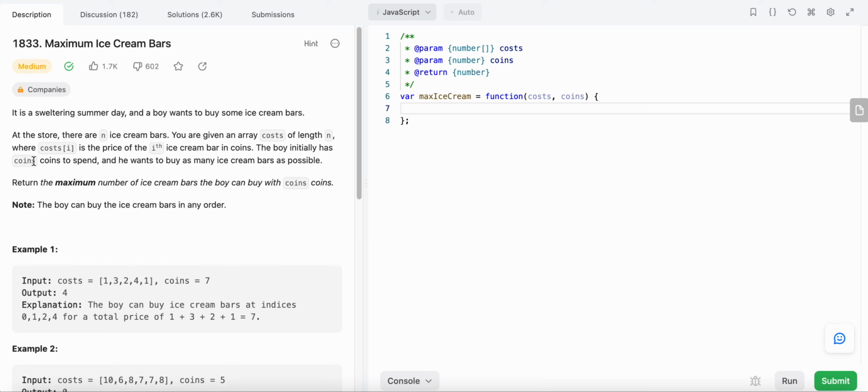So we can only use a maximum of coins to buy ice cream, and what we need to do is maximize the number of ice creams that could be bought using this integer value of coins. Now let's see how we could solve this problem.